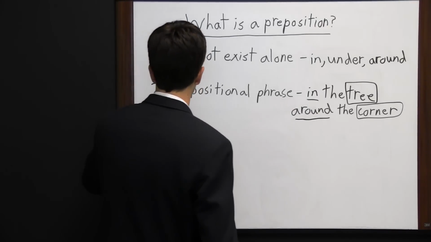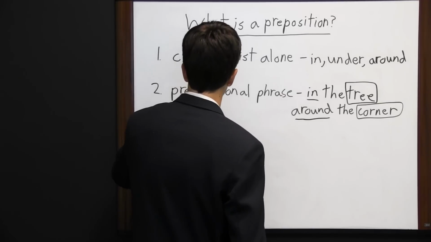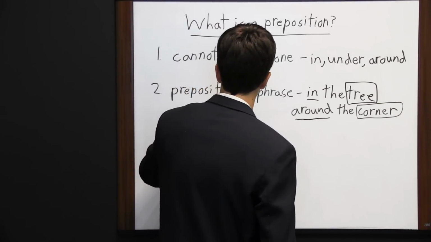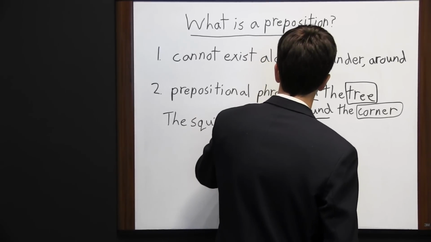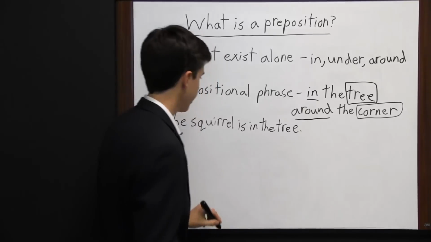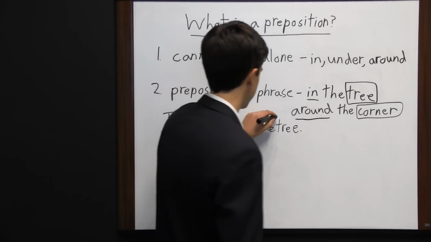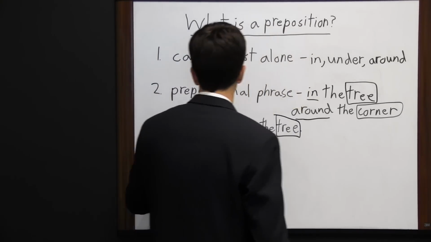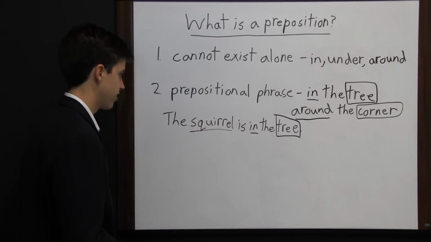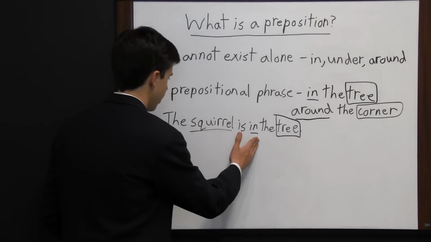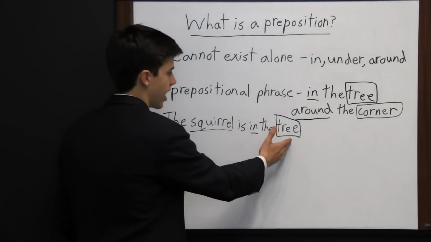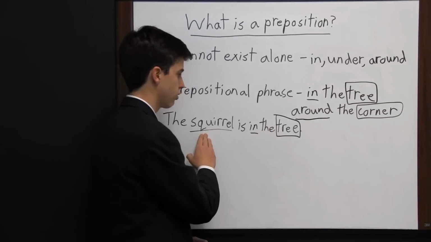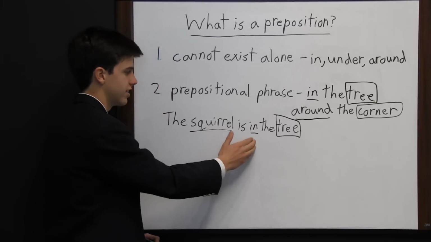So we could say, the squirrel is in the tree. Here again, in is the preposition, tree is the object of the preposition, and squirrel is the subject of the sentence. So if we just have the preposition, this kind of leaves us hanging. We're wondering the squirrel is in what? So tree is the object of the preposition because it tells where the squirrel, or what the squirrel is in.